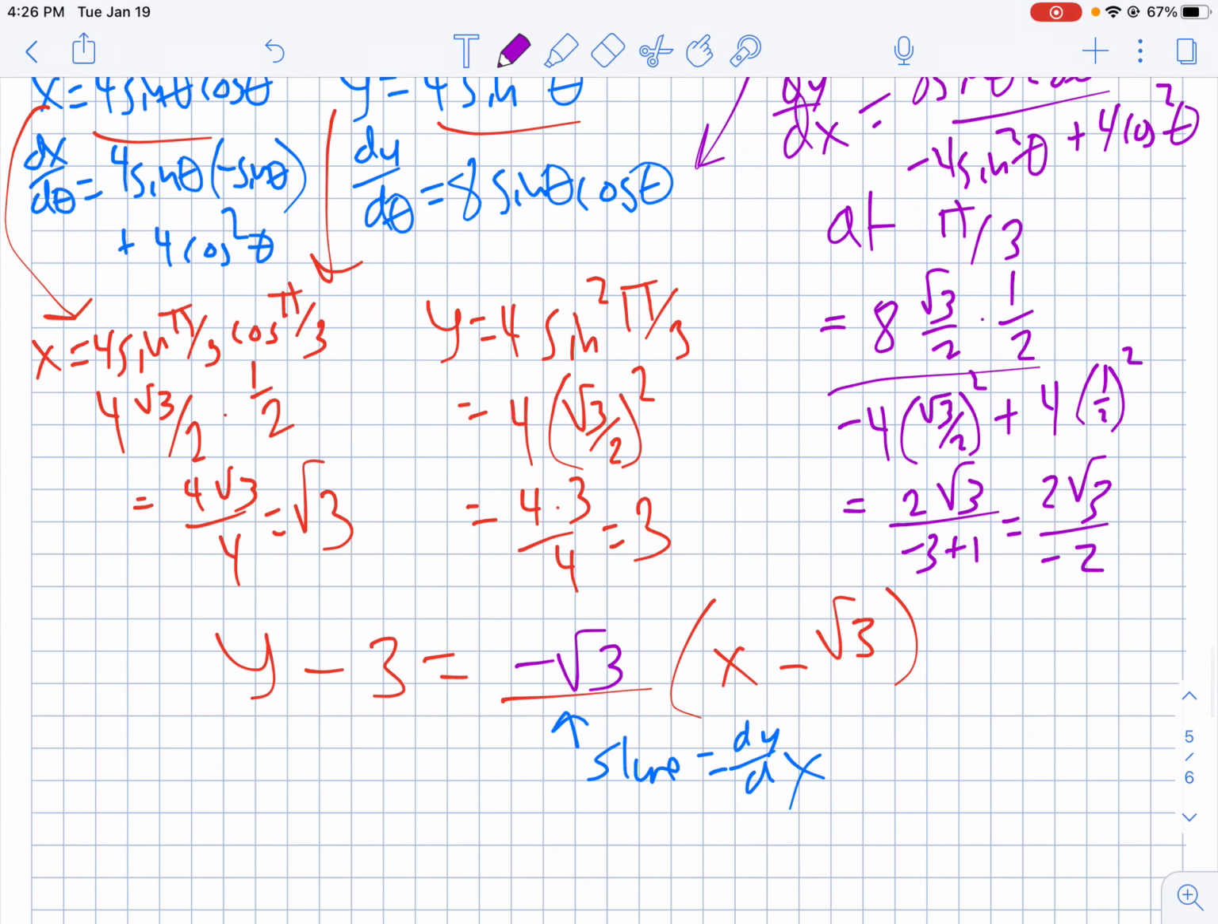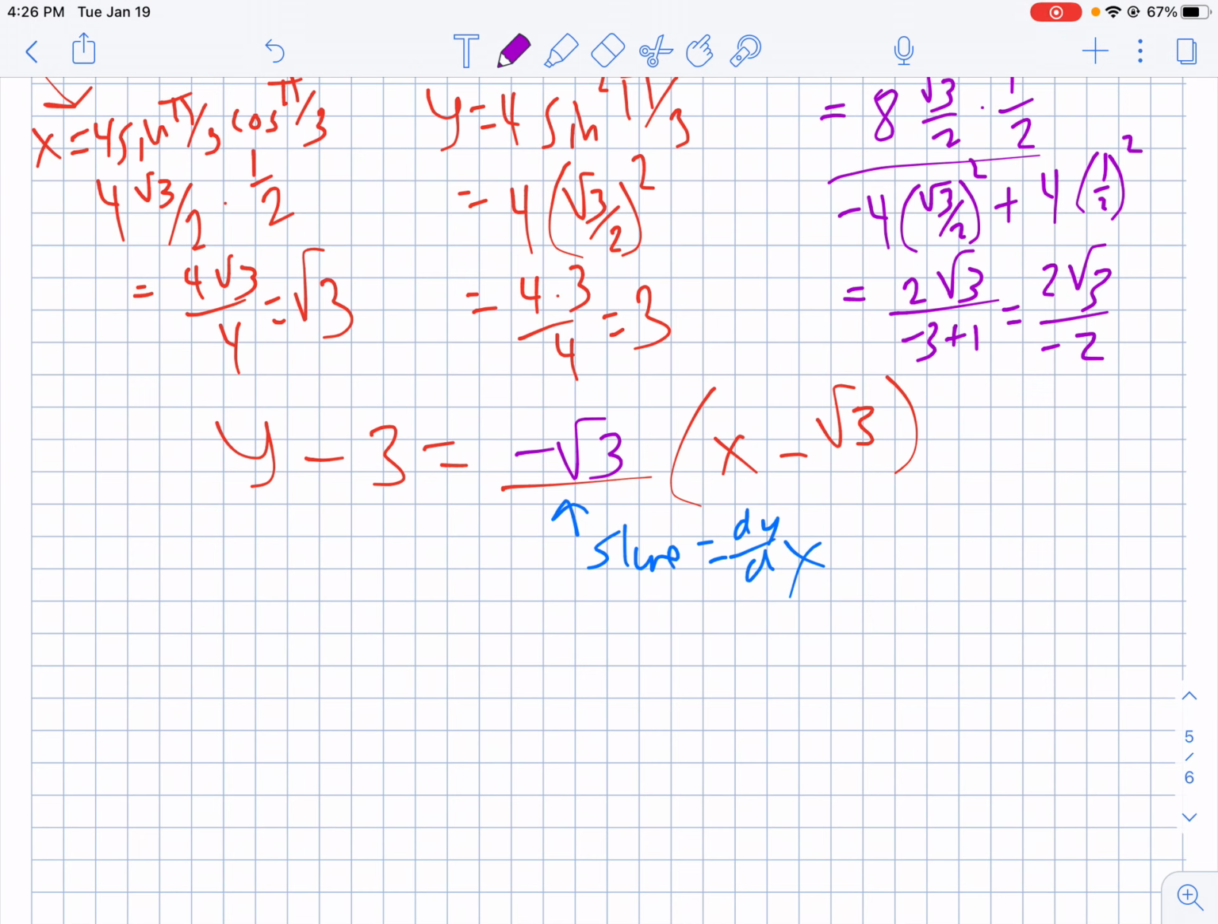Anyway, don't worry too much about the simplification. Obviously, you have to know your unit circle for this stuff. But the general strategy there is just using the dy dx. The only other thing I wanted to share with you today is what happens if we have a horizontal tangent and a vertical tangent.